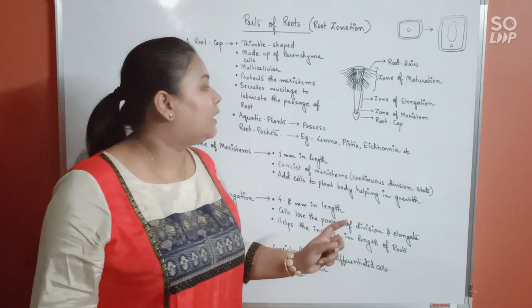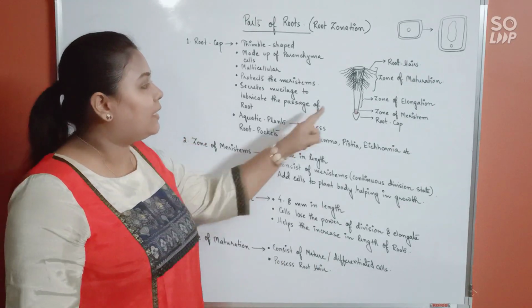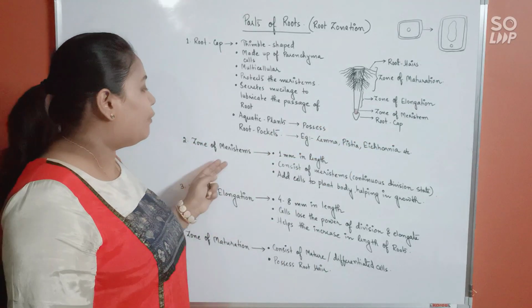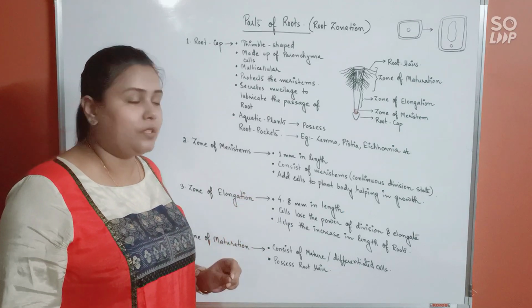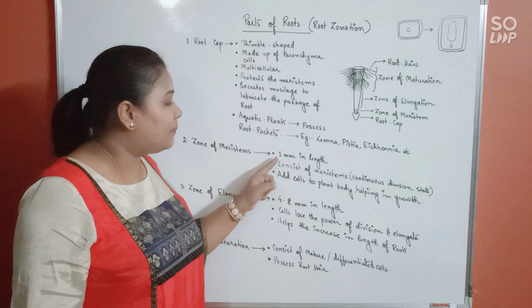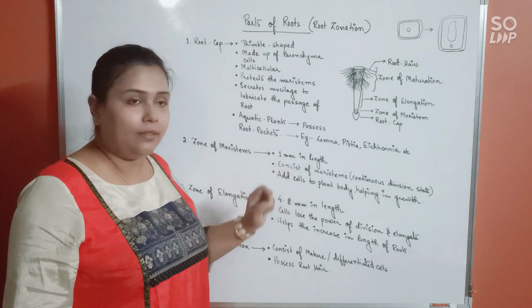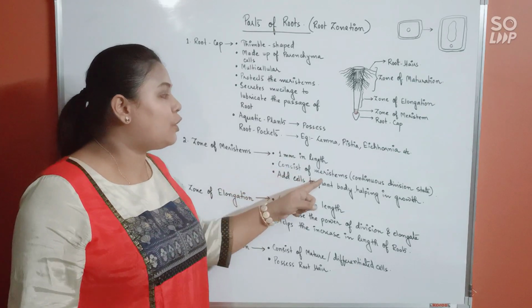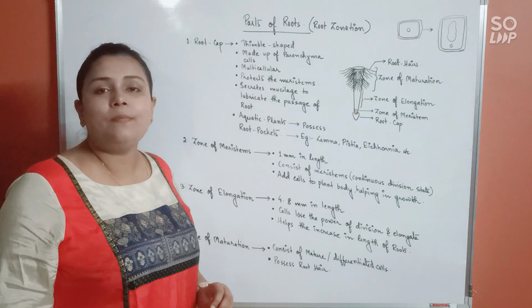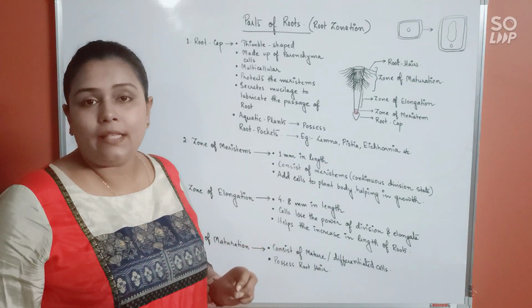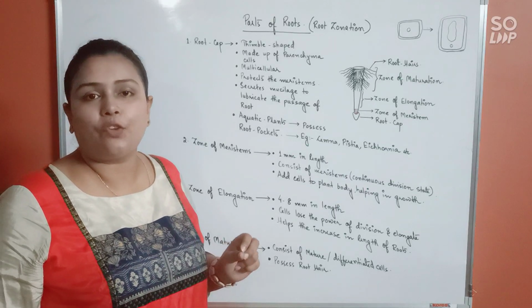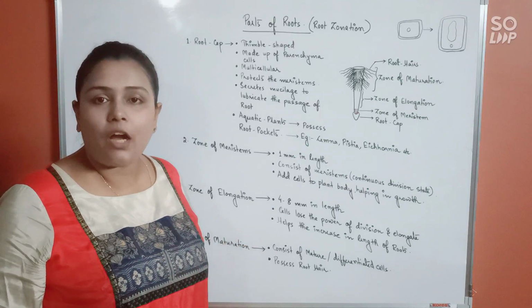Alright? Now, moving to the next zone, that is the zone of meristems. I have already told you the main feature of the zone of meristems. Here are the details. It is 1 mm in length and it consists of meristems. Meristems are a mass of undifferentiated cells, cells which do not have any specific shape or any specific function.